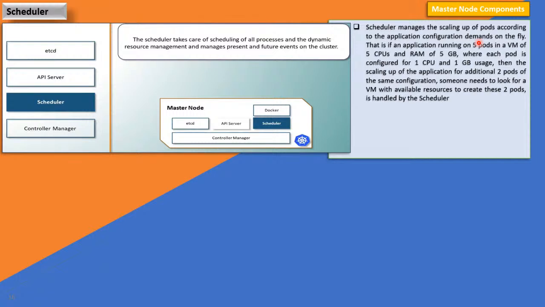No. So in that case, there would be a need for horizontal scaling, which will help to scale up one more node to accommodate them. Or maybe if there is a cluster of nodes, then it will find out where these two pods can be accommodated. And this is the task of the scheduler to do.